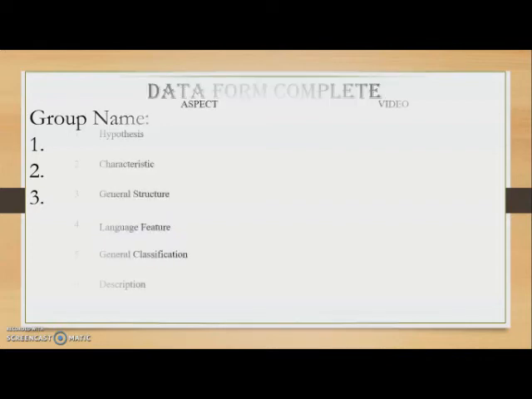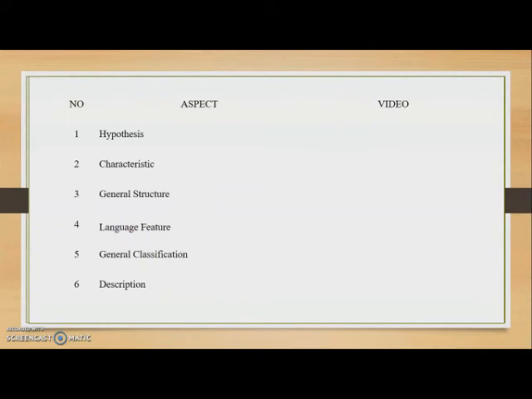Okay, good morning, students. Now I will give you the complete data after you see the video, and now you can write the first slide. You can write your group names here: the first group, second group and third group. After that, you can write the aspects from the video, and there are 6 aspects. The first aspect is hypothesis, the second is characteristic, the third is general structure, the fourth is language feature, the fifth is general classification, and the last is description. Thank you for your work and good luck, students.